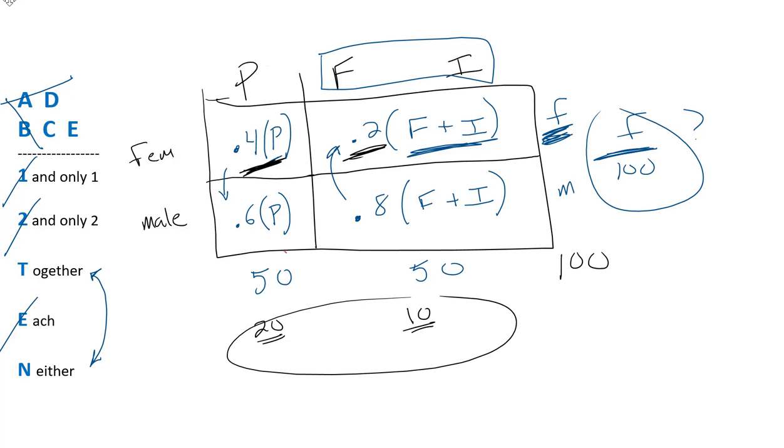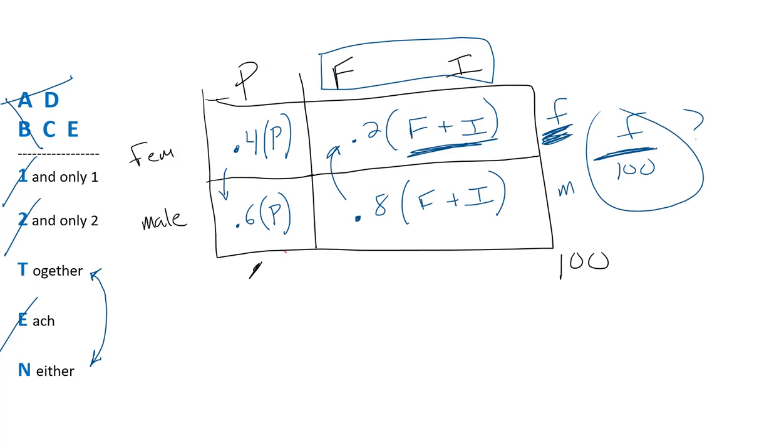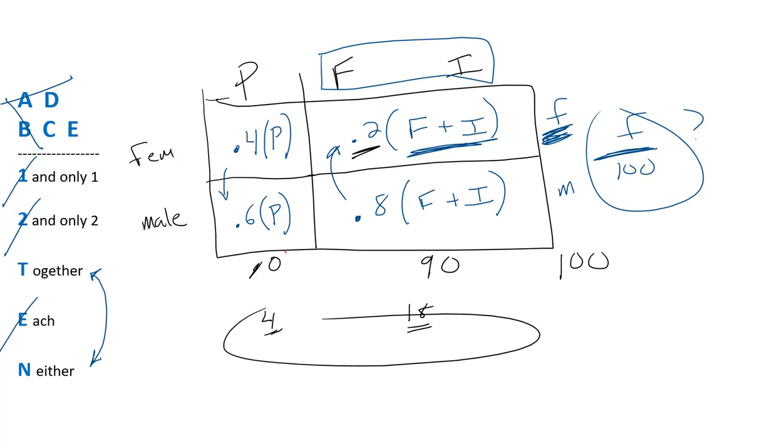Okay, but let's look at another scenario. Suppose the number of people who passed was only 10 and 90 got an F or an I. Well, then how many females in the class? 40% of 10, that would be 4 females who passed. If 20% of those who got an F or an I were female, 20% of 90 is what, 18? So now we would have only what, 22 females in the class, 22%. So the answer to this question is neither.